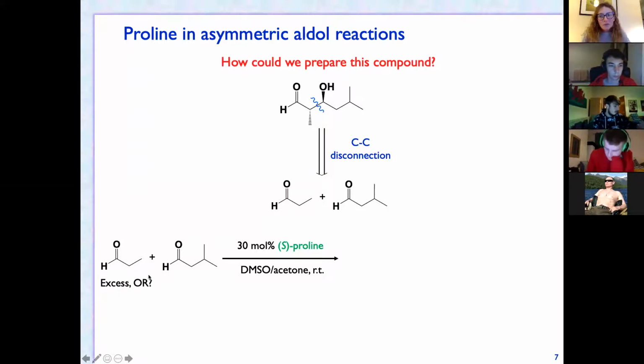I wanted you to think about another option we may have. So we can use an excess. What else could we do, guys? Could you protect the aldehyde? We can, as Will has suggested, add this aldehyde with the proline first.